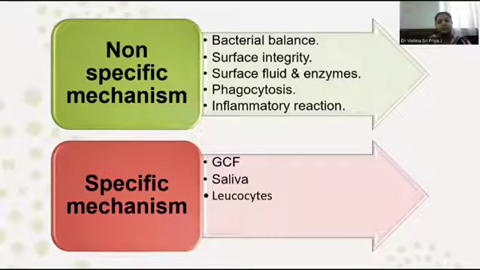Basically, the defense mechanism of gingiva is divided into two mechanisms. It can be a non-specific mechanism or a specific mechanism. In the non-specific mechanism, you have bacterial balance, surface integrity, surface fluid and enzymes, phagocytosis, and inflammatory reactions. In the specific mechanism, we include GCF, saliva, and leukocytes. Now, in this lecture, I'm going to give you brief details about the specific mechanism factors.